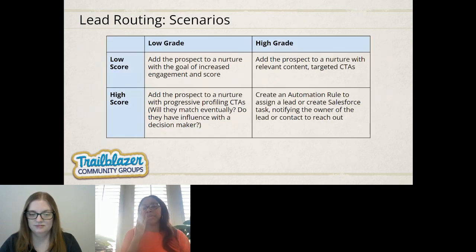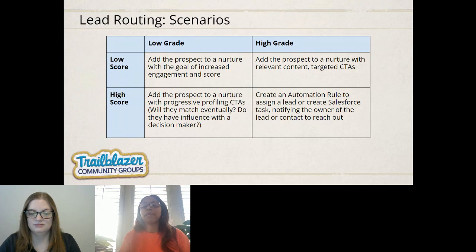Next up would be our different scenarios. So we'll cover from top to bottom. The top left box, this particular scenario, we're looking at a low score and a low grade. So someone who comes in and obviously they're not our ideal customer and they haven't really engaged with us much. In this case, we're going to add them to a nurture with the goal of increasing their engagement and their score. So we're going to add them to a nurture in hopes of getting them to click on links, complete our forms so that we can build out their profile a bit more and increase that grade.